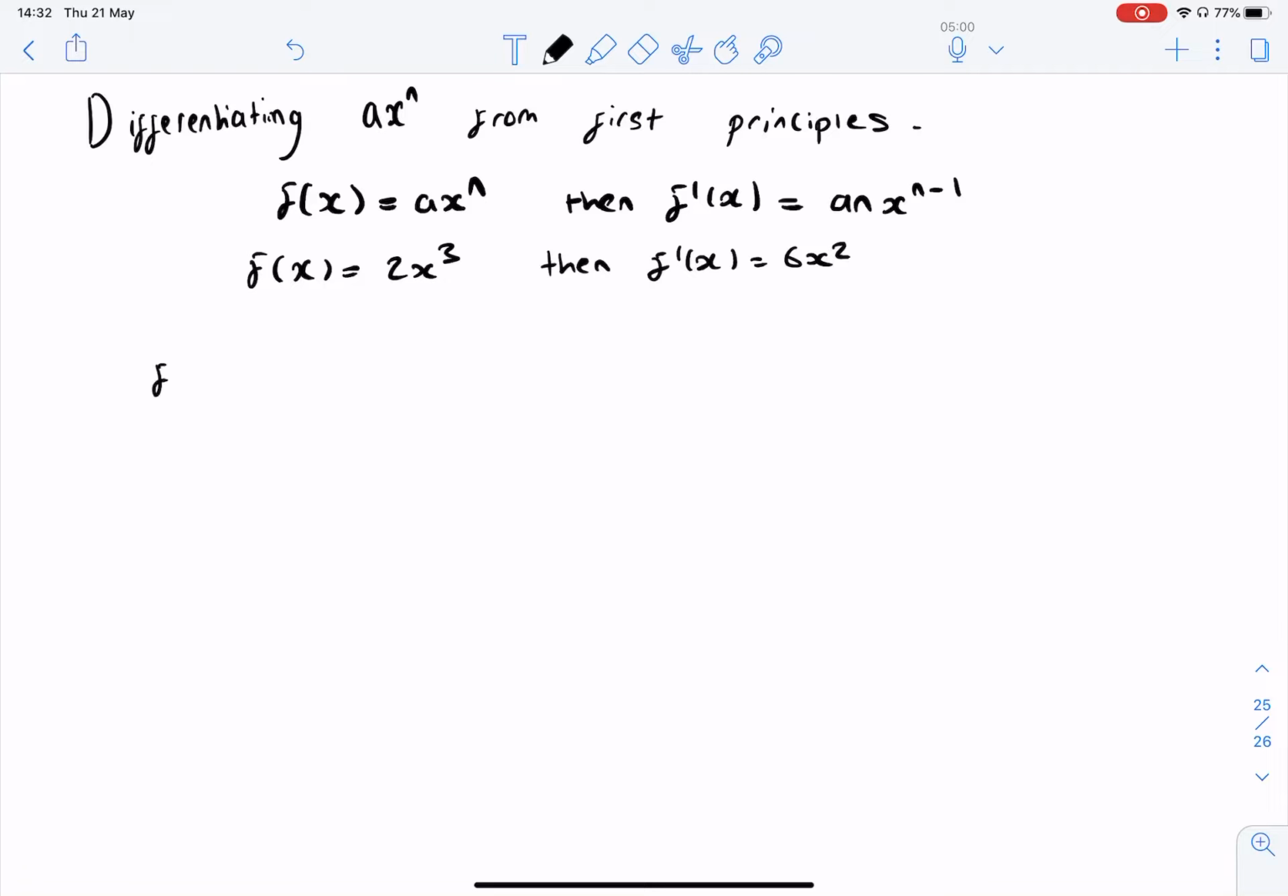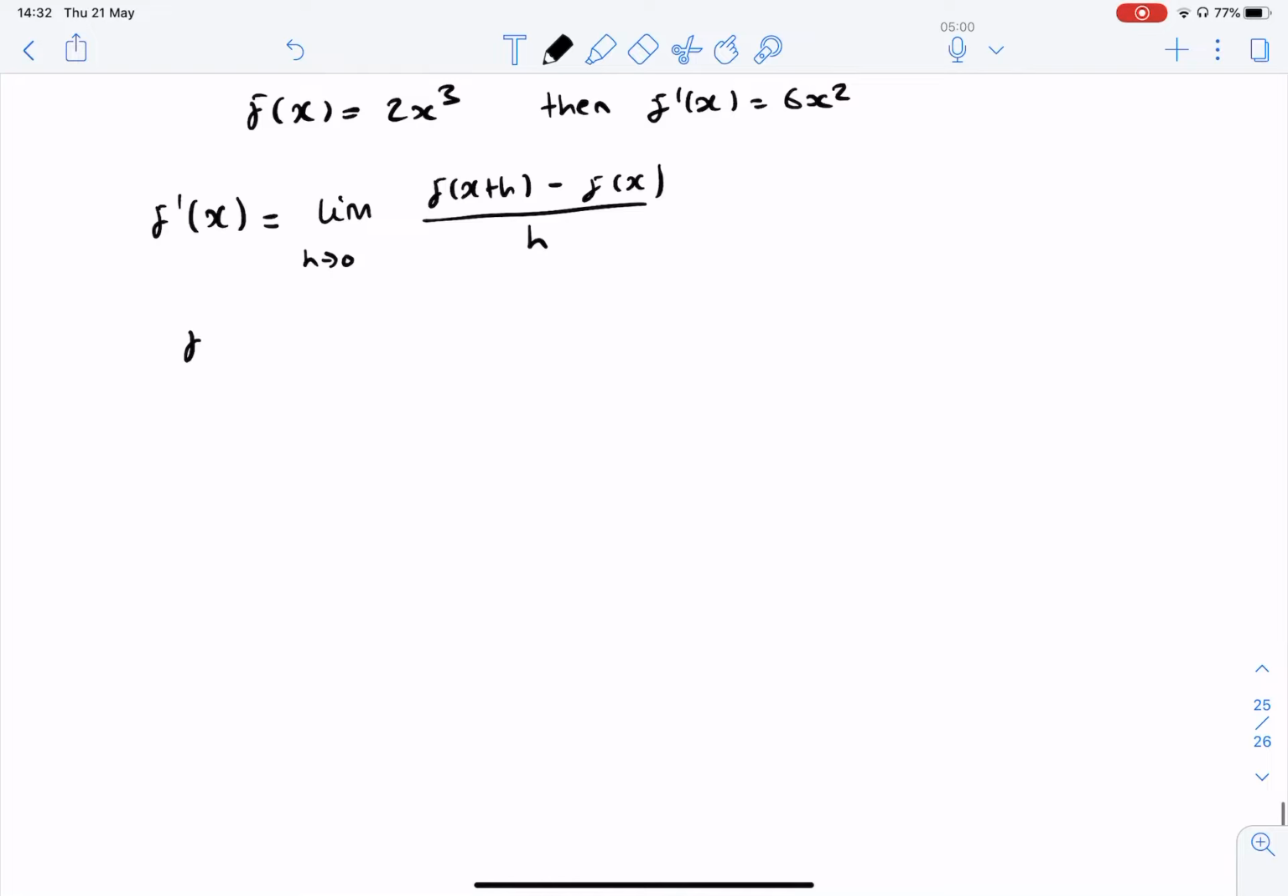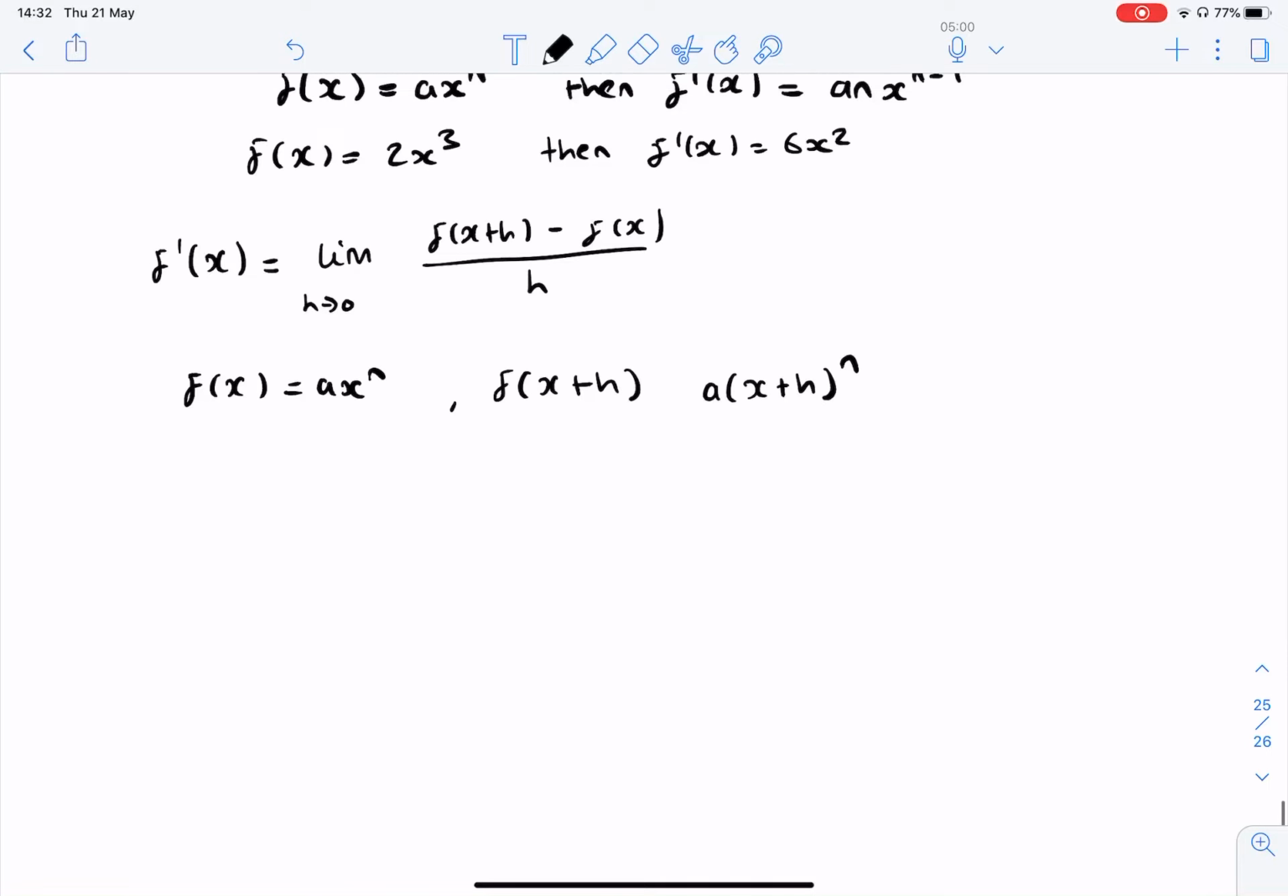I'm sure many of you know that the derivative is written as this function here. So the limit as h tends to 0 of f of x plus h minus f of x, all over h. So let's say our f of x is ax to the n, and this is general, so a can be anything and x can be anything. Then our f of x plus h would be a times x plus h to the n. So let's put it into our expression and see.